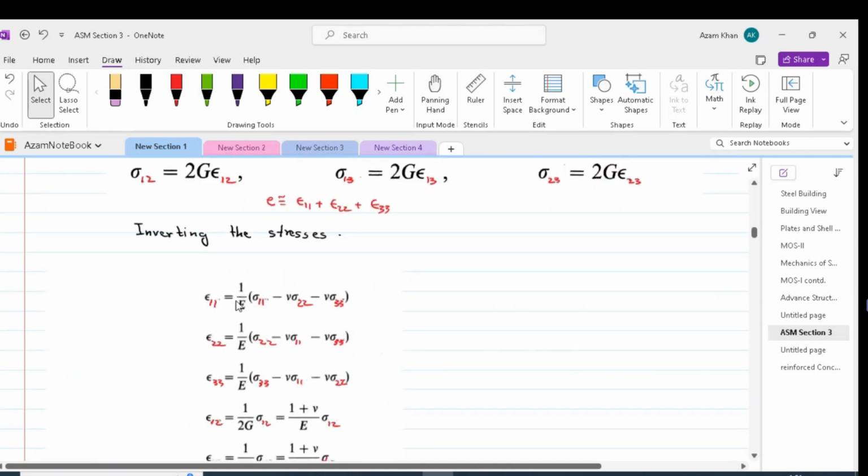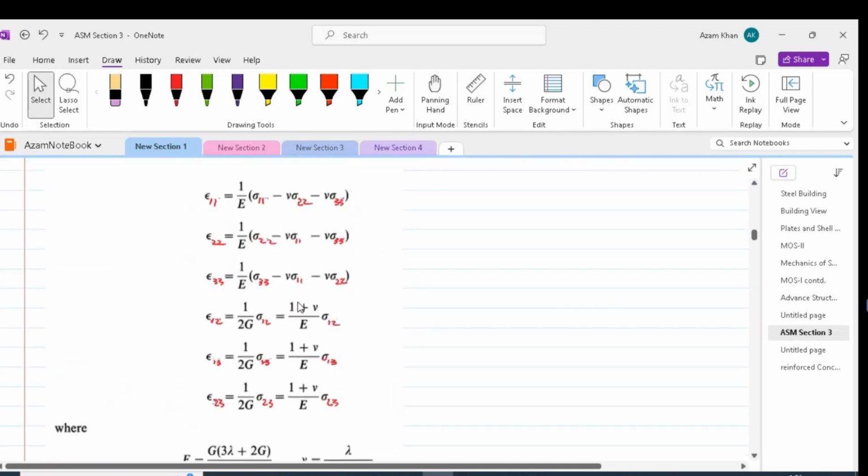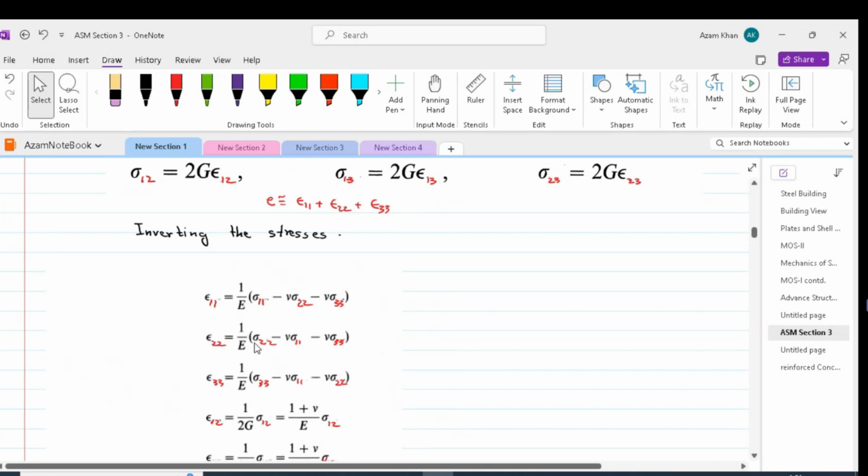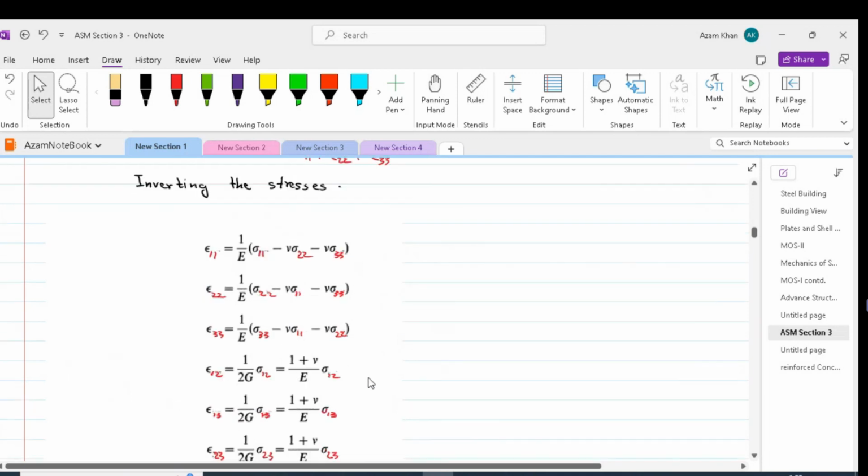epsilon 1 1 equal to 1 by E small bracket sigma 1 1 minus nu sigma 2 2 minus nu sigma 3 3. Nu is another constant, and we will define what nu is. Epsilon 2 2 is equal to 1 by E small bracket sigma 2 2 minus nu sigma 1 1 minus nu sigma 3 3. Epsilon 3 3 similarly is equal to 1 by E small bracket sigma 3 3 minus nu sigma 1 1 minus nu sigma 2 2.